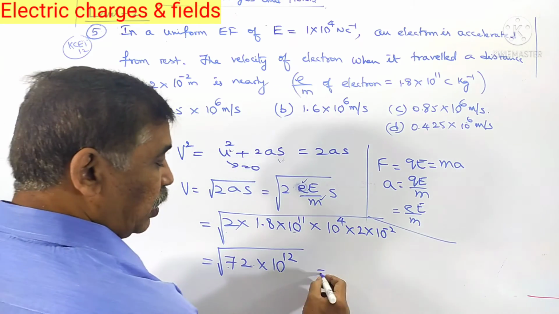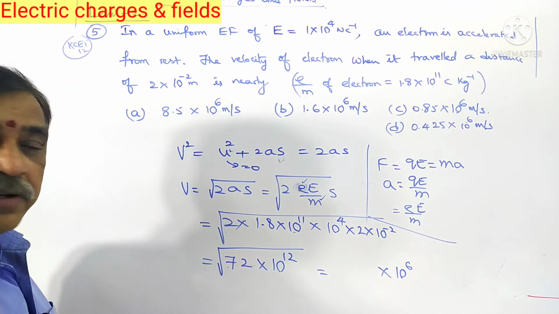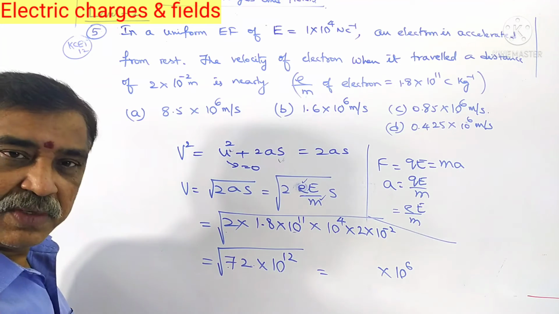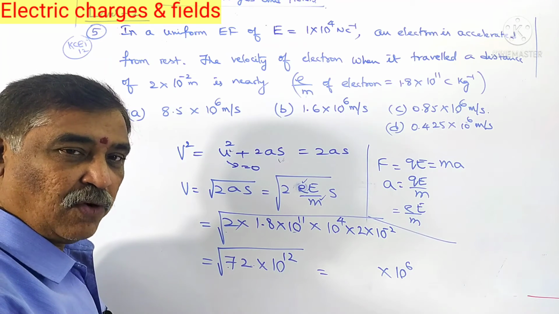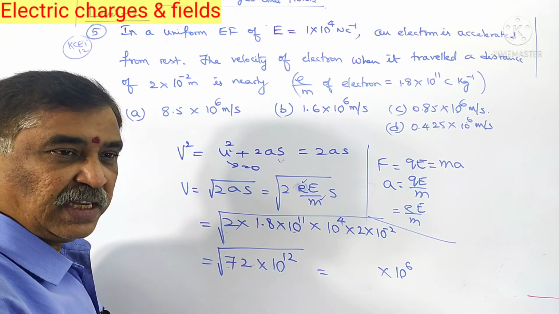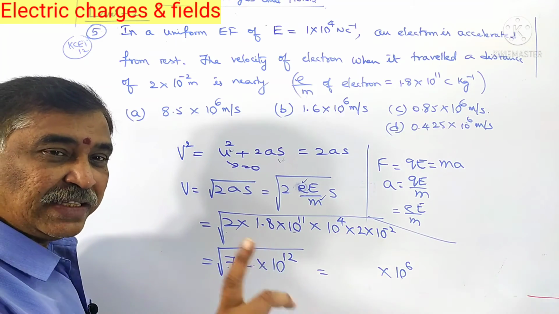Now 10 power 12 under root is 10 power 6. This is 72. Approximately we have to do it. So if I take 8, 64 under root is 8. If I take 81 under root is 9.